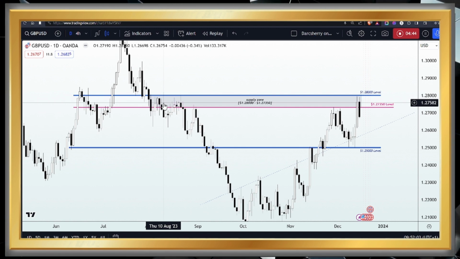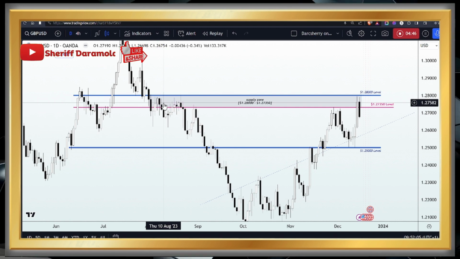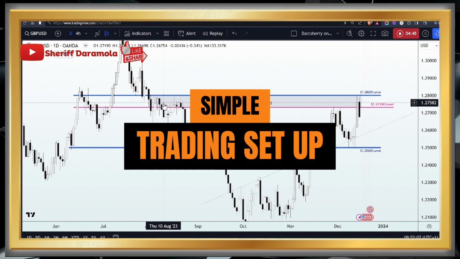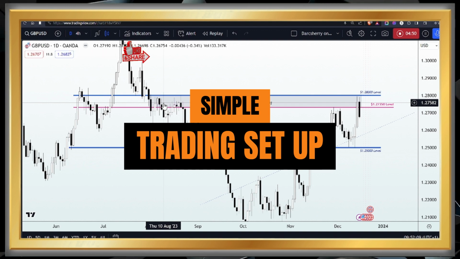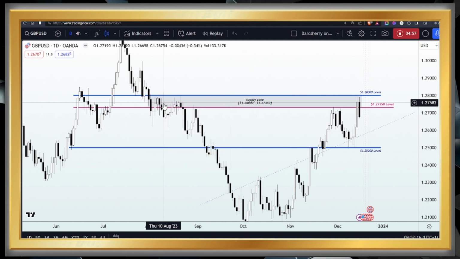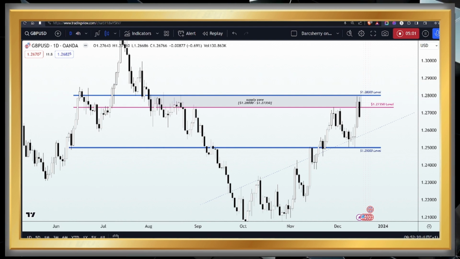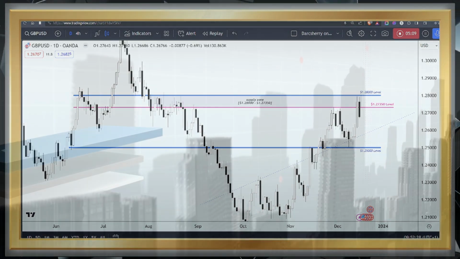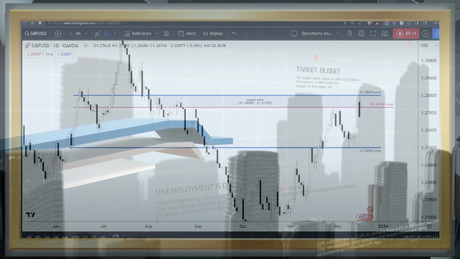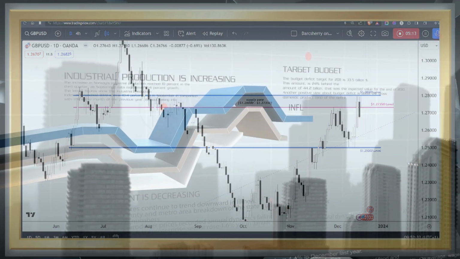Now, to answer this question, I was able to identify a simple setup on the 4 hour time frame, which we will be using to navigate our path within this crucial zone on this chart. But before we go into the details on the lower time frame, it is very important for us to keep tabs on the fundamental factors that will be affecting market sentiment for this week.